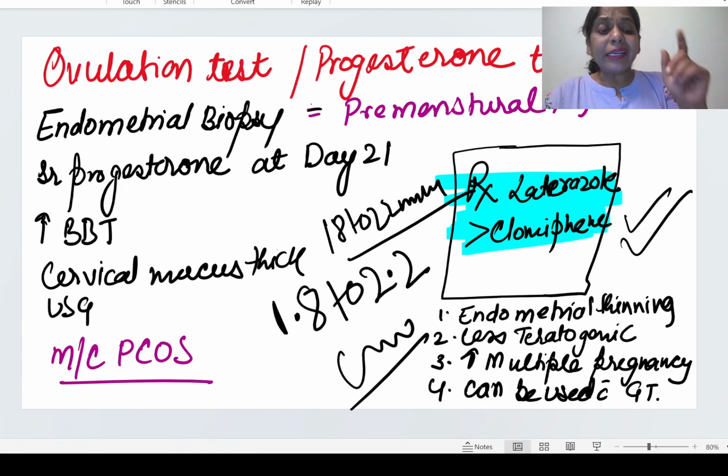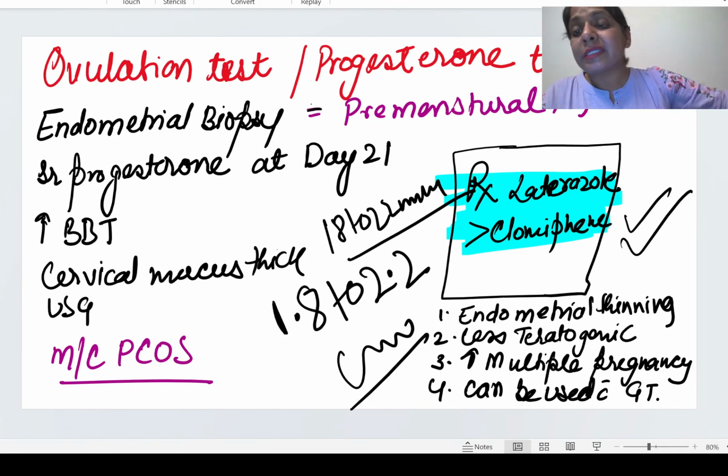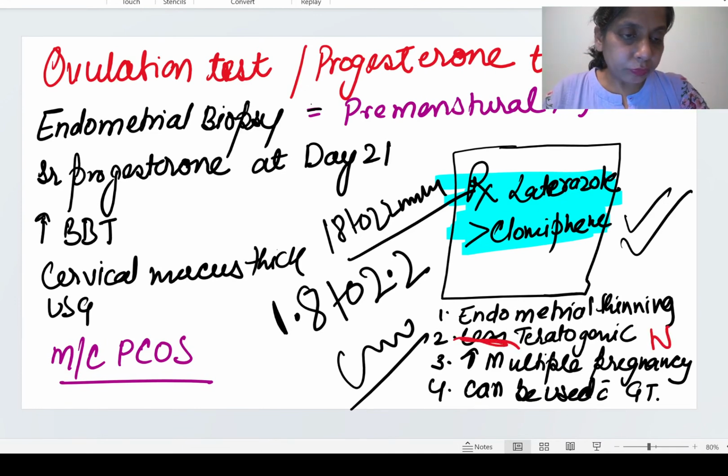Okay, and it can be used with gonadotropins. Even it can be used with gonadotropins. Okay, so the only bad effect of clomiphene, which has made it a second drug of choice, is endometrial thinning. Rest all, clomiphene has all the good things. It is less teratogenic. Rather, I should say it is not teratogenic.